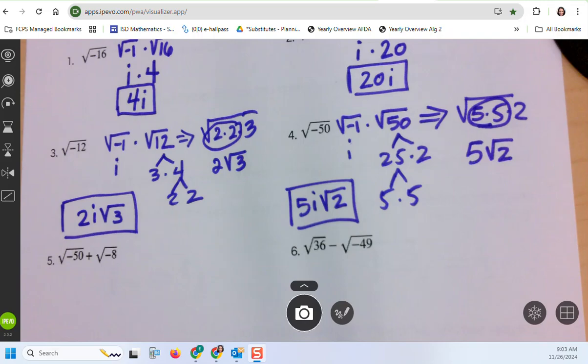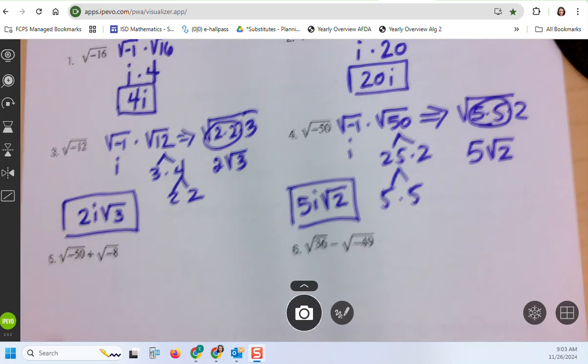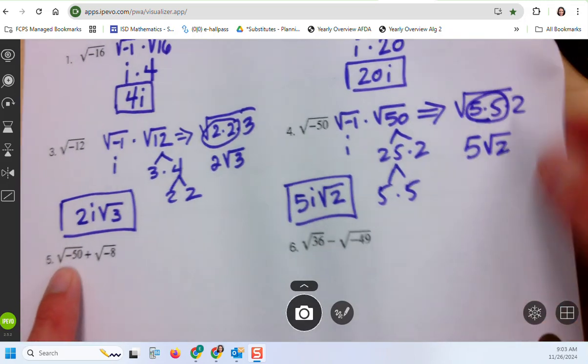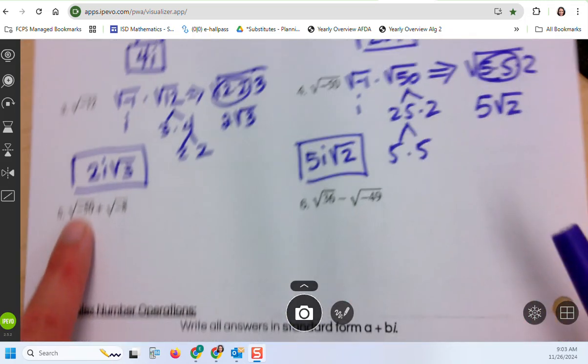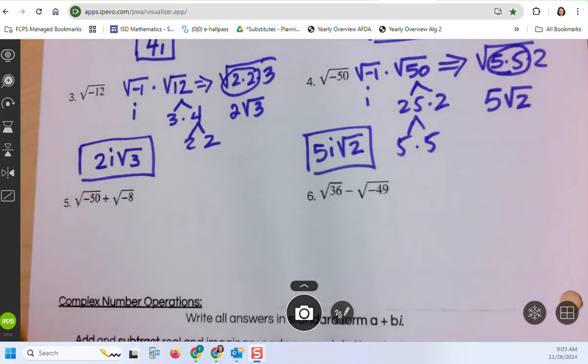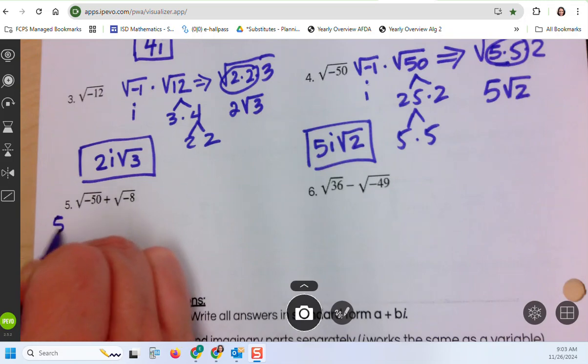Alright, so you can see how we're building off the skill from last class where we simplified the square roots. Because now we just have to do that extra step where we make the square root of negative 1 i, and then we do the same thing as last class. In number 5, it has square root of negative 50 plus square root of negative 8, and I just did square root of negative 50, so I don't have to redo that. It's right here on my paper. So this one I know is 5i root 2.